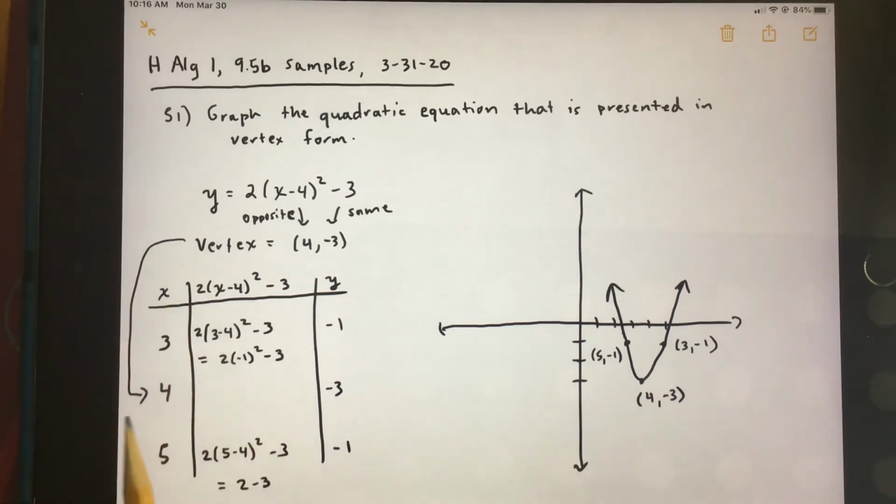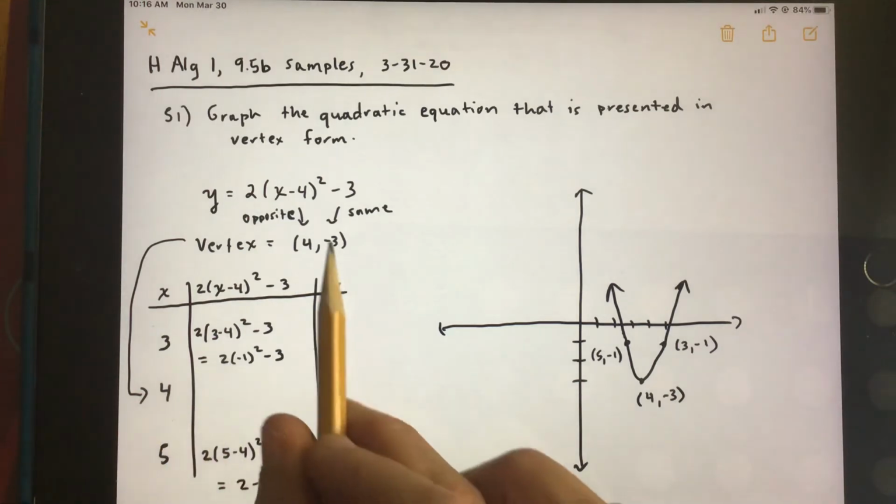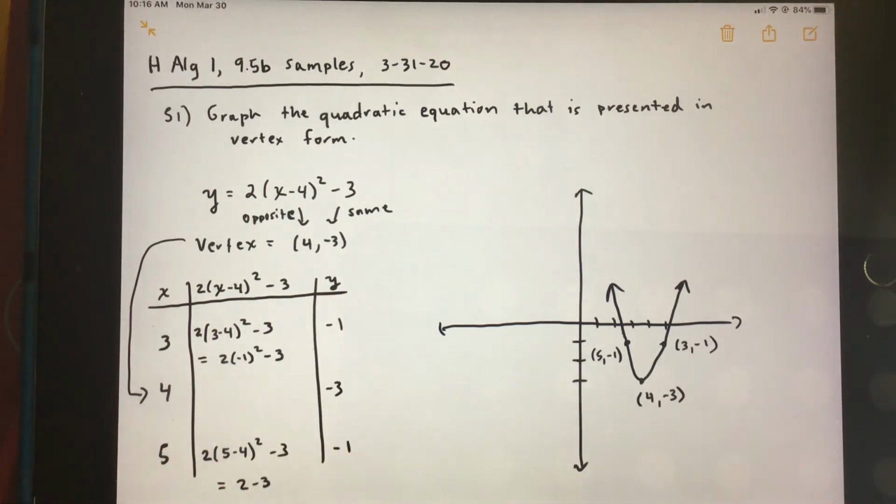So we're going to write that vertex in the middle of our table of values, 4, negative 3, no work to do here because we've already pulled off that information right from the equation. Then pick an x value smaller than 4 and bigger than 4, and work out the corresponding y values for those x values you've chosen above and below 4. And of course we want those y coordinates to be the same because there is symmetry involved here. We want to be at the same height on either side of our vertex when we plot those points.